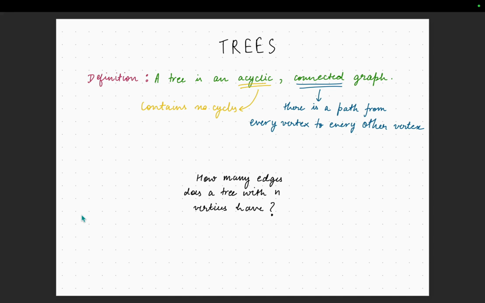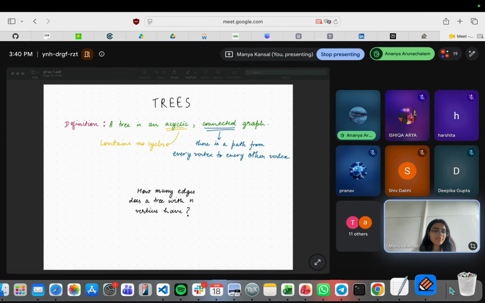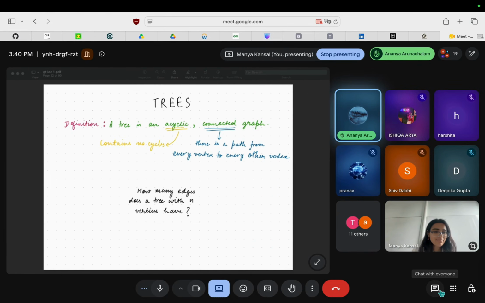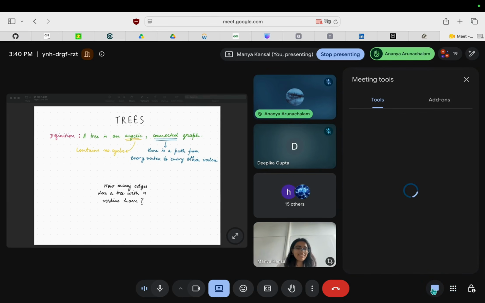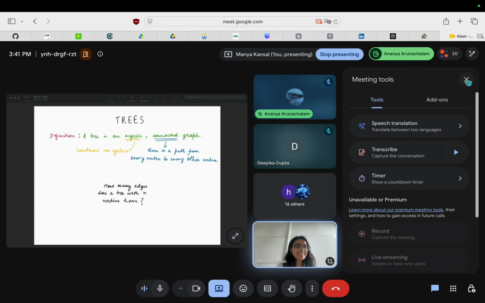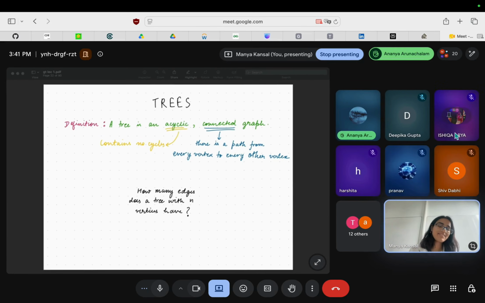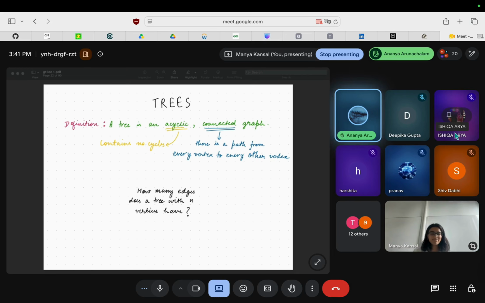Now, an interesting question is, how many edges does a tree have if it has n vertices? And this was given as a homework problem, so yeah, people should try to prove it themselves. Ananya answered that there are n-1 edges, which was the correct answer. But yeah, you should try to prove it yourself. It's quite fun.